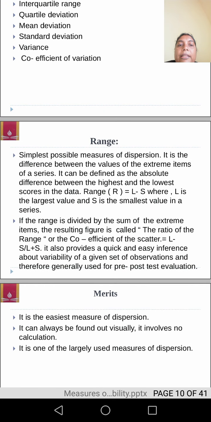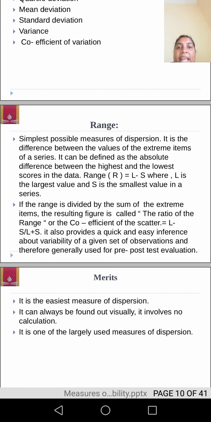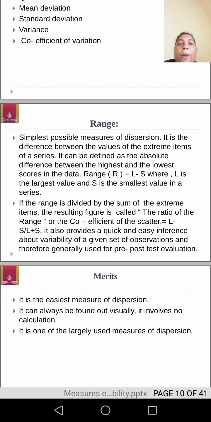What do we mean by range? The range is the most simple method and usually everybody uses this measure. It is nothing else but the difference between the values of two extreme items in the series. It can be defined as the absolute difference between the highest and lowest score in the data. So it is calculated by range R is equal to L minus S, where L is the largest value and S is the smallest value in that series.